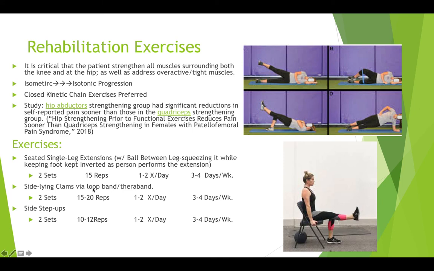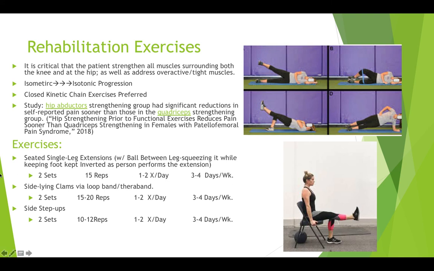Moving on to the hip, a side-lying clam with a loop band or any kind of band would be good for that. Here's a picture of it right here. Generally, any of these exercises would be very effective for this, working the posterior chain and the abductors, very important for rehabilitating the knee. Also, not pictured, side step-ups have been shown to be effective for this, just making sure that the knee stays in alignment as you're doing it.